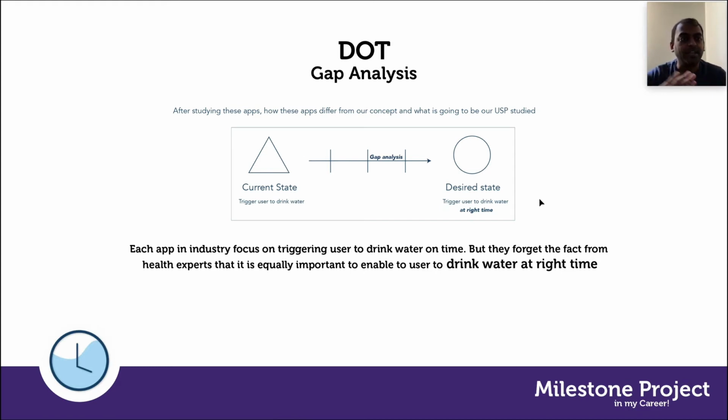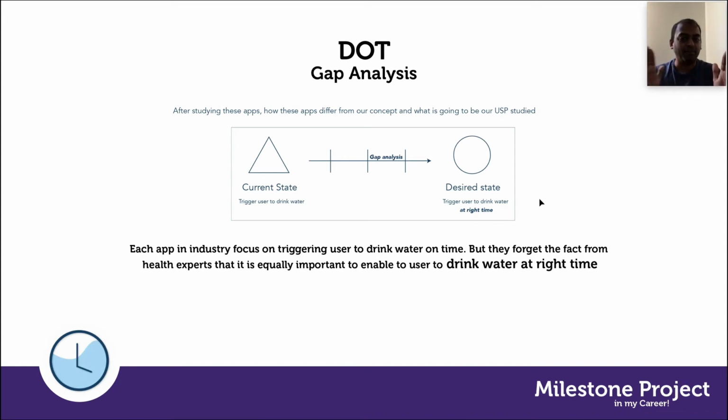For example, each and every app was projecting one point: that they should help the user drink water. But that is the current state. What I had in mind is that I should trigger the user to drink water and, in addition, tell the user that this is the right time to drink water. The trigger should be at the right time. That right time is missing from the other apps, and I need to include it in my app. So that is my desired state.